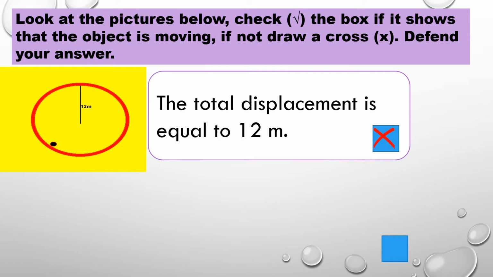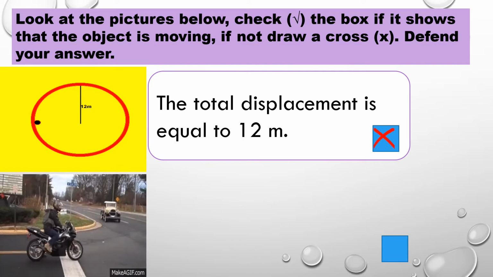Bakit X? Anyone? Yes, bumalik siya saan? Sa pwesto niya, ma'am. Okay. Siya nagsimula. Yes. Bumalik siya doon sa kanyang pwesto. So, therefore, ang displacement niya ay hindi 12 meter. Ilan dapat? 0. Very good. Okay, it is 0. Kasi bumalik siya.